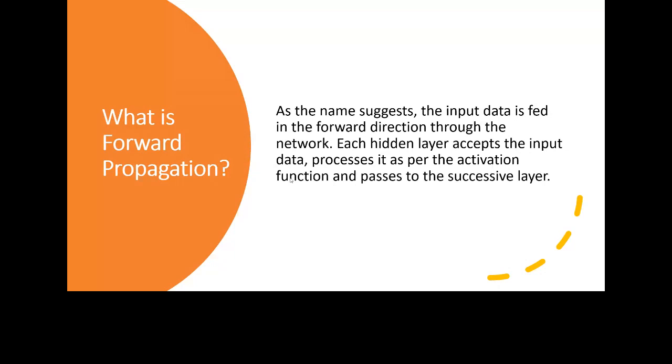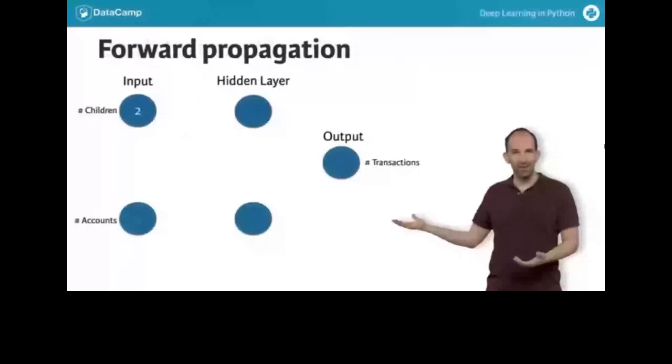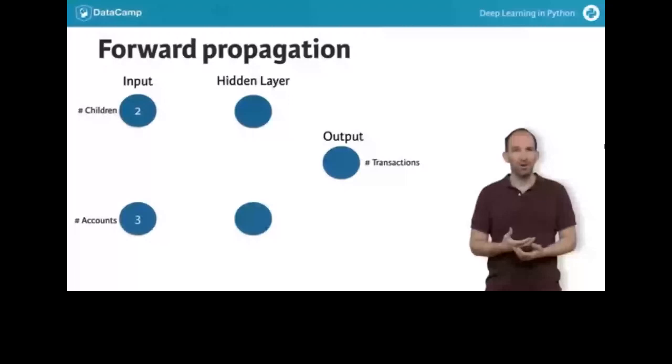We'll start by showing how neural network models use data to make predictions. This is called the forward propagation algorithm. Let's revisit our example predicting how many transactions a user will make at our bank. For simplicity, we'll make predictions based on only the number of children and the number of existing accounts. This graph shows a customer with 2 children and 3 accounts. The forward propagation algorithm will pass this information through the network to make a prediction in the output layer.